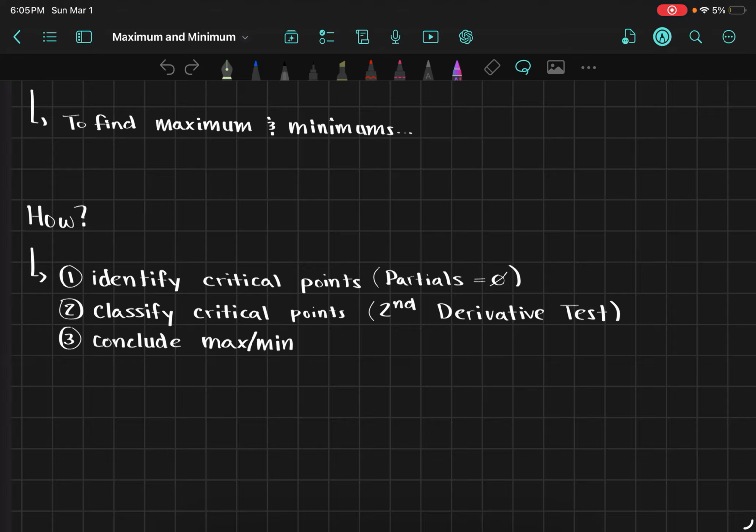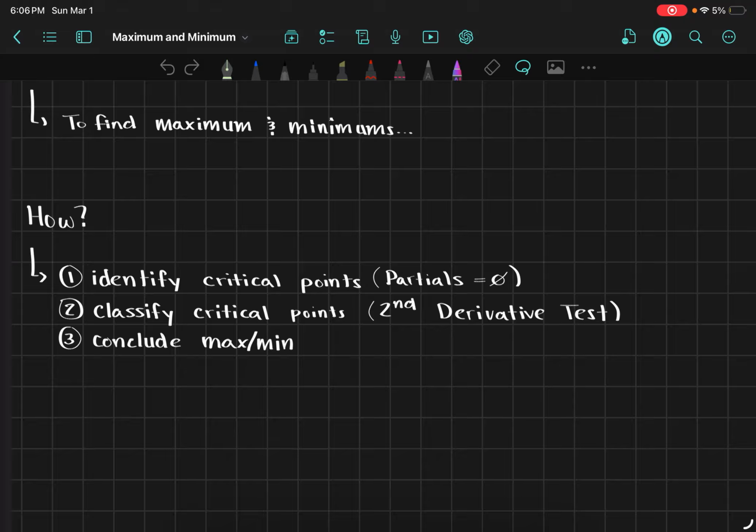So, identifying critical points is when the partials are equal to 0, meaning we take the partial of the function with respect to x and the partial of the function with respect to y, set them both equal to 0, and assuming it gives us 1 point, that's going to be our critical point. Or if it gives us multiple, we're going to have multiple critical points which we're going to have to test.